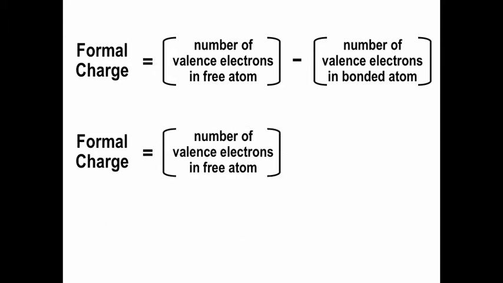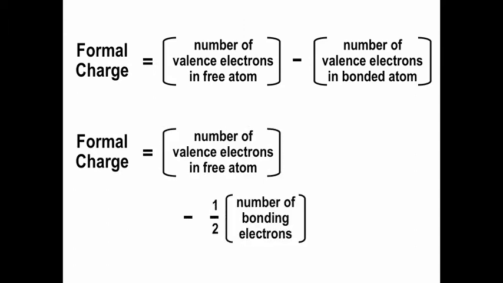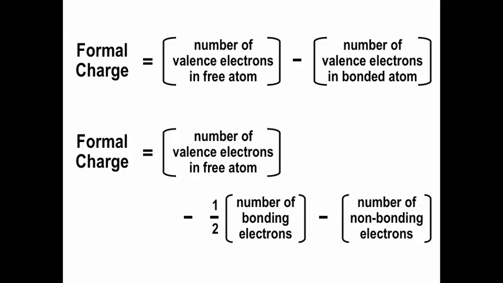But here's another way to look at it. It's the number of valence electrons in the free atom minus half of the bonding electrons and all of the non-bonding electrons. And so essentially what we're doing is comparing how many valence electrons the atom normally has with how many valence electrons it has in a compound, taking into account the fact that any electrons that are lone pairs or non-bonding really go with that atom. And the electrons that are bonding electrons, we could essentially say half go with one atom and half go with the other atom that's being bonded.